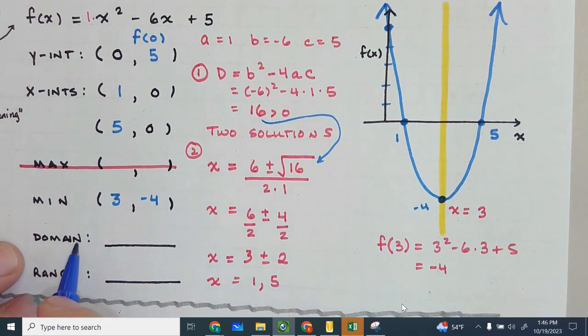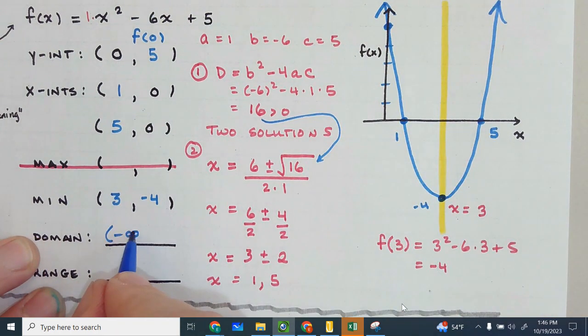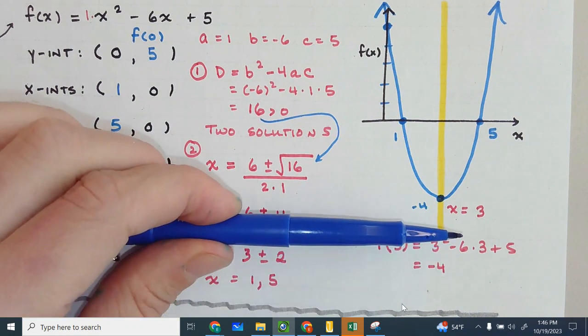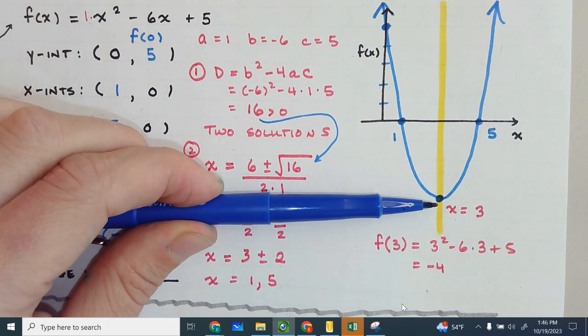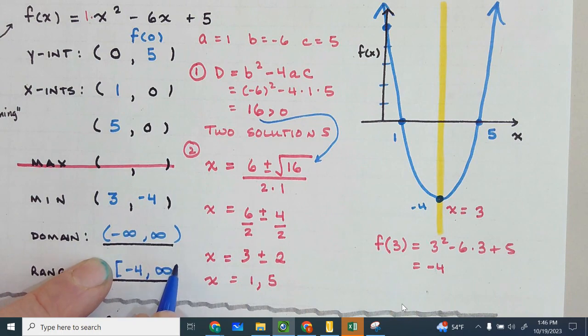And so our domain would be all real numbers. We've talked about how for quadratics it's always real numbers. And the range is going to be anything above this y value of negative 4. So your range is going to be from negative 4 included to infinity.